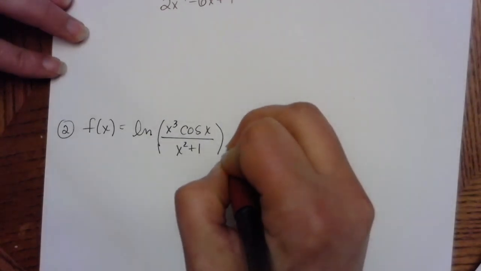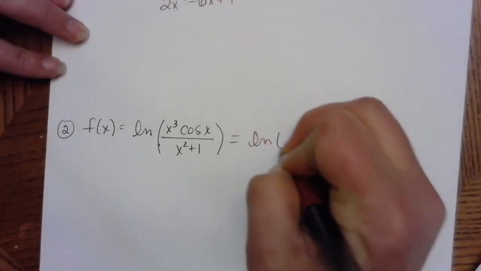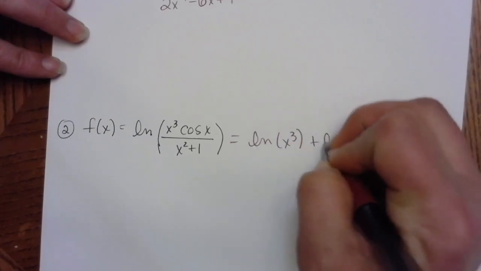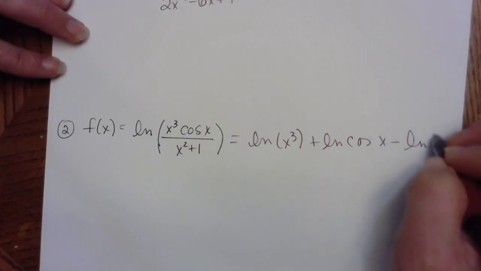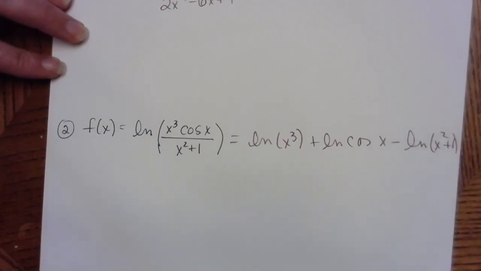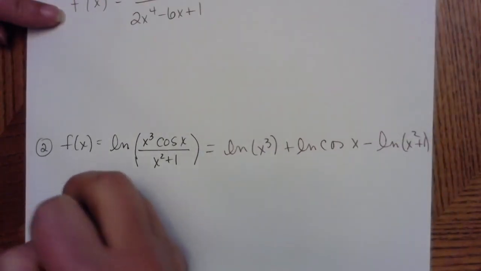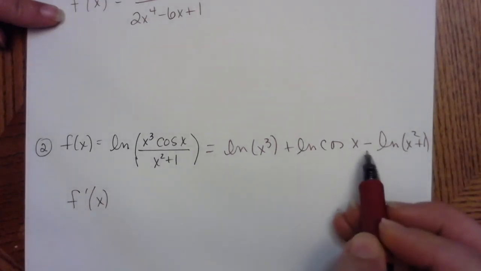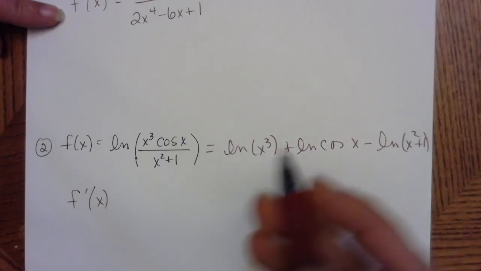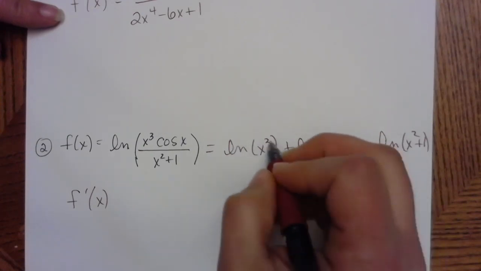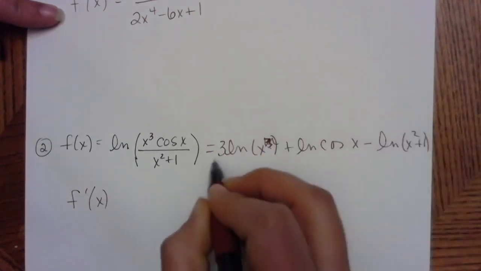So we can write this, I'm just rewriting it, I'm not doing the derivative now, as the natural log of x cubed plus the natural log of the cosine of x minus the natural log of x squared plus 1. Okay. Now this is going to allow me to do my derivative in smaller bite-sized steps. Now I have plus in between them all, so I can just do individual derivatives. Actually, I could make the first one a little bit simpler still. I can pull down the exponent and write it in front. So now I've just got 3 times the natural log of x.